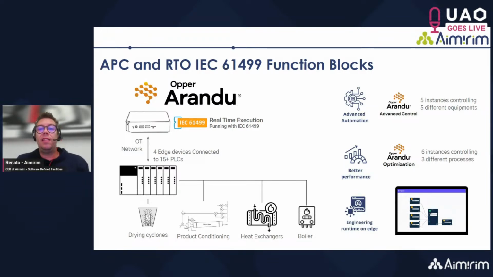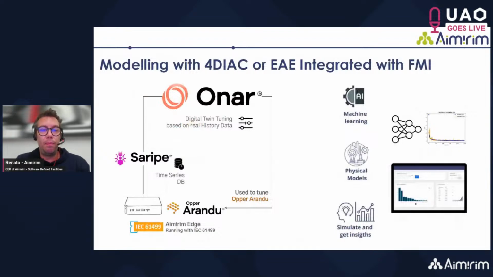Some of the process the client has needs to be modeled before we take the decisions, because we have to check if the decision that the algorithm will bring back is a good decision, a feasible decision. Then we can model the process using 4DAC or EcoStruxure integrated with functional mockup interface. I'm talking here that we plugged Open Modelica to 61499 to model industrial processes and test technologies before plugging it into production. So a lot of machine learning, physical models, and simulate and get insights in real time.